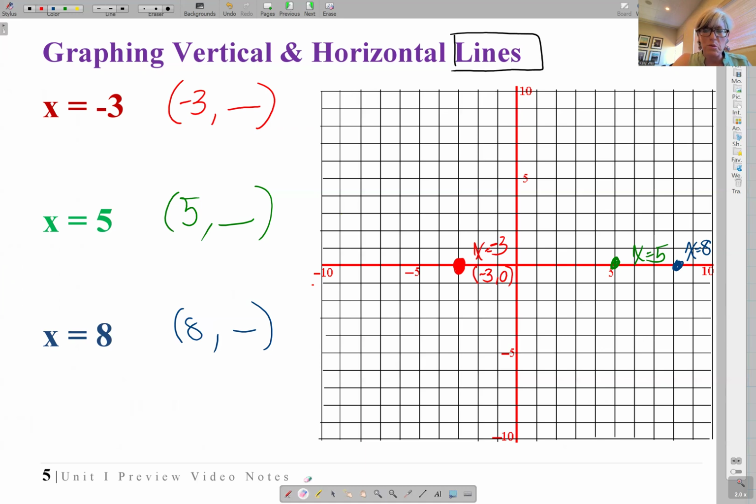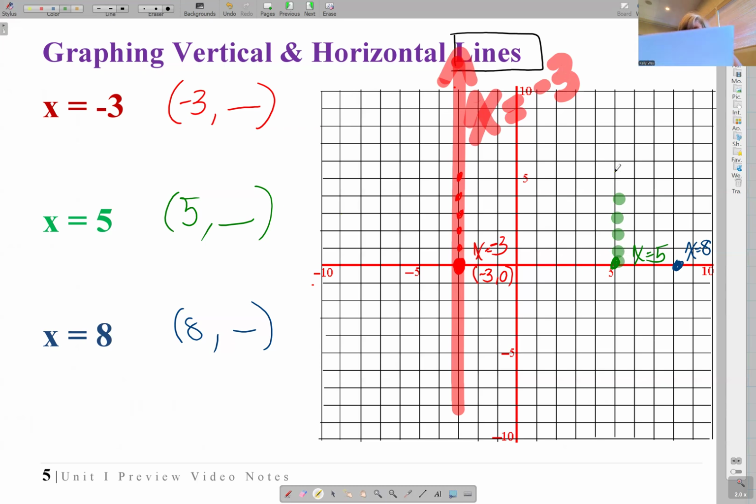That's not x equals -3. What x equals -3 is you do a bunch of them. -3, 1, -3, 2, -3, 3, -3, 4. All the points where x is -3 is going to be a vertical line. So this entire line is x equals -3. Same thing here, all the points where x is 5. So that's 5, 0, 5, 1, 5, 2, 5, 3, 5, 4. So all the points look like this.